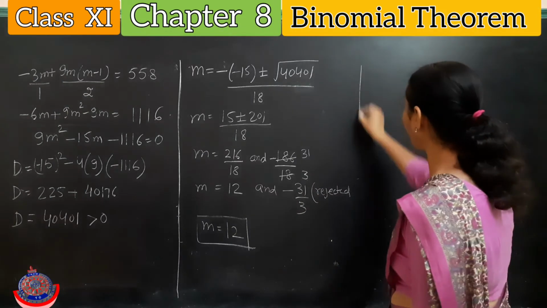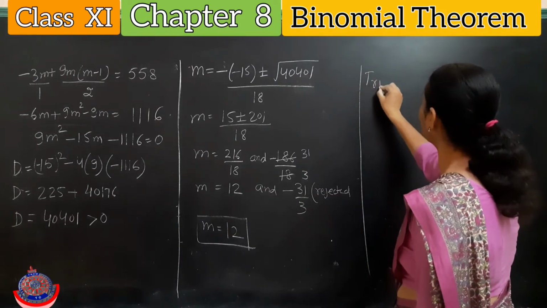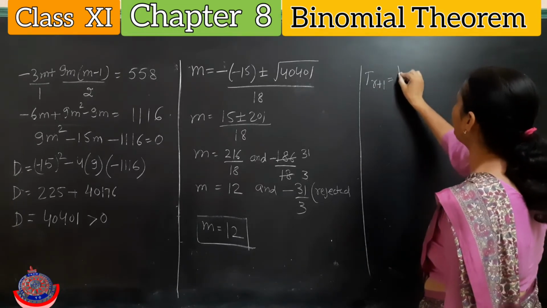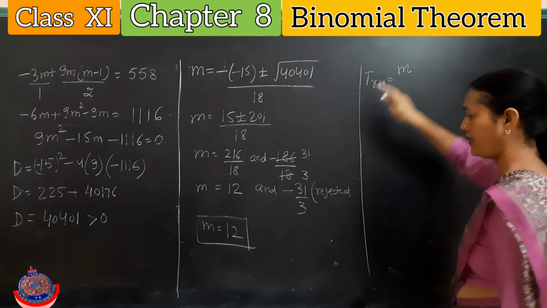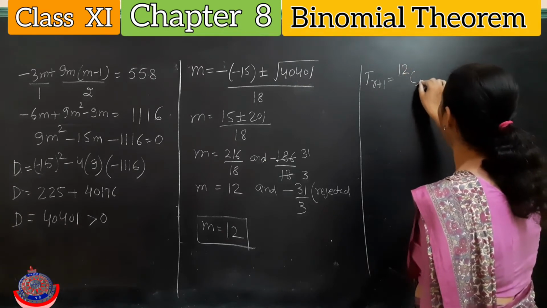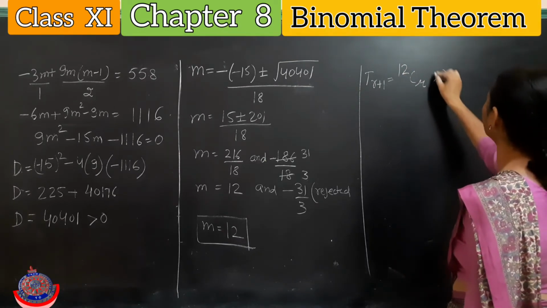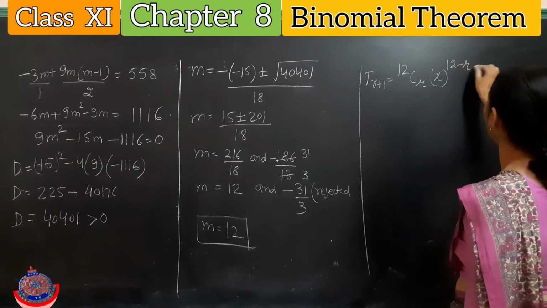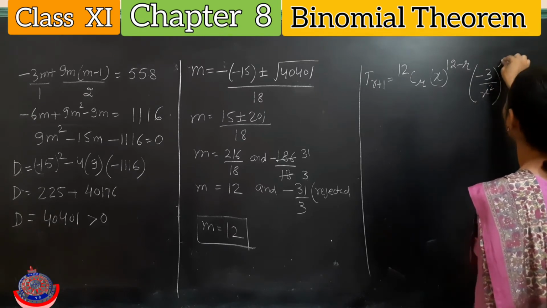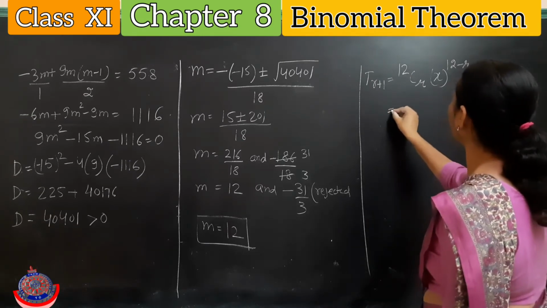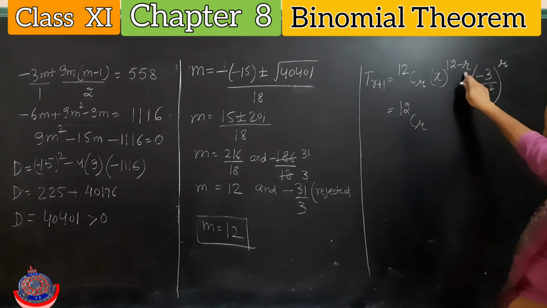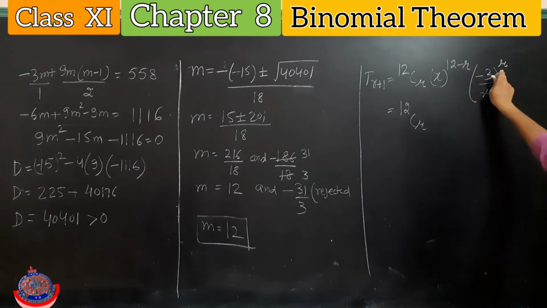For that, again, if we write the general term, and if we put the value of m as 12, we are having 12Cr, a was x, (12 minus r), and b was minus 3 upon x square, to the power r. Now, if we simplify 12Cr x^(12 minus r), from here we will be having 2r, and 2r coming in the numerator will become minus 2r.